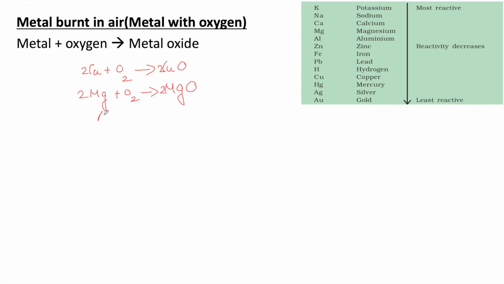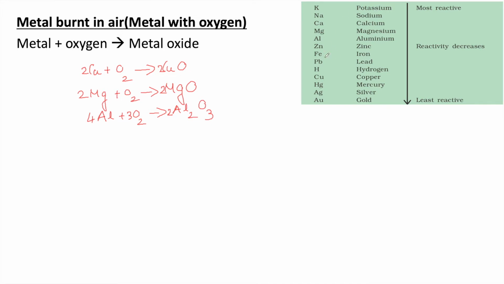Otherwise, Al plus O2 gives Al2O3. The chemical formulas for the oxides you should learn by heart. Aluminium oxide is Al2O3. While balancing, you will get 4Al plus 3O2 gives 2Al2O3. So these are some examples of how metals react with oxygen to form metal oxides.